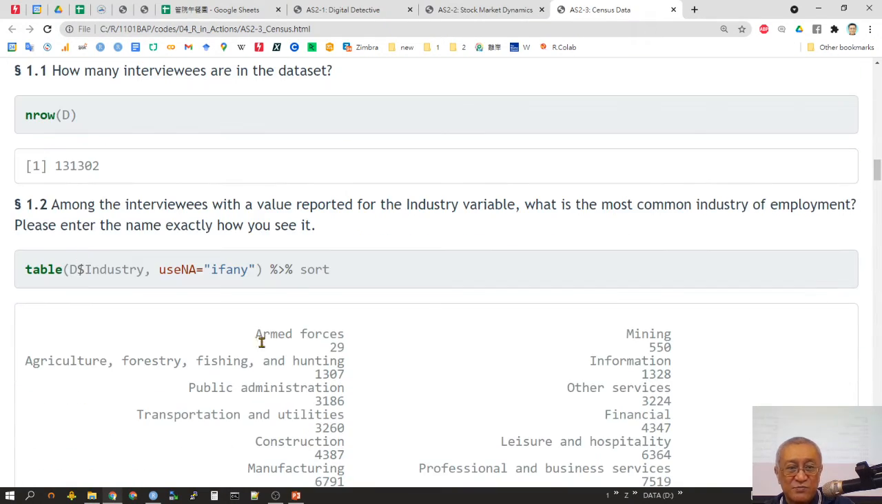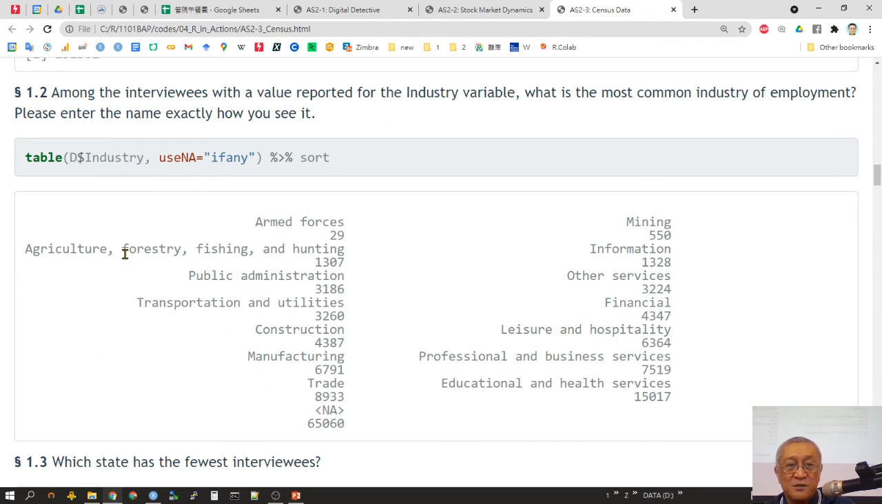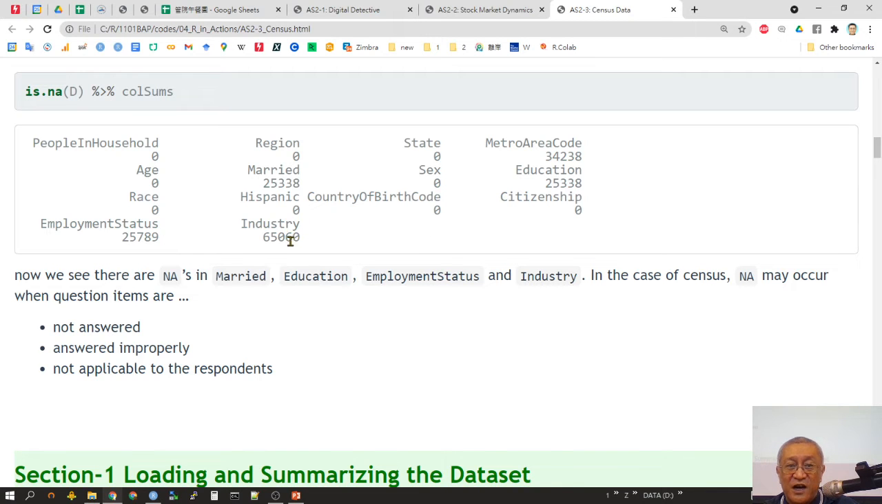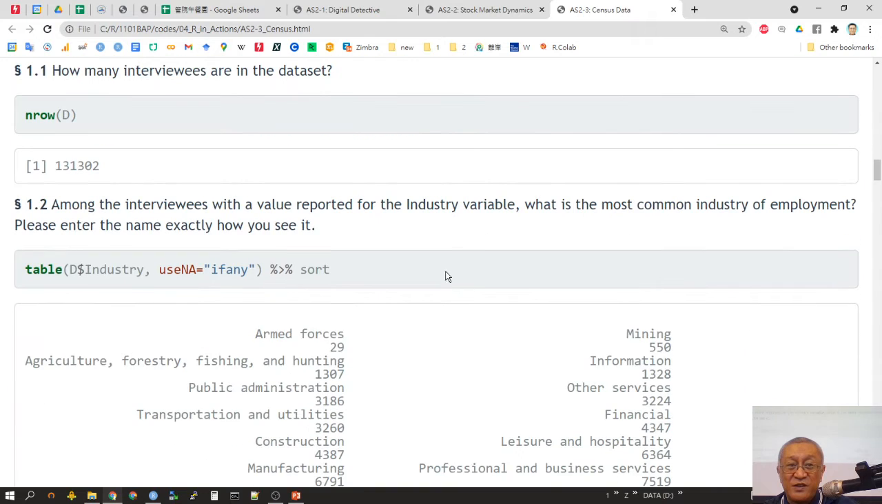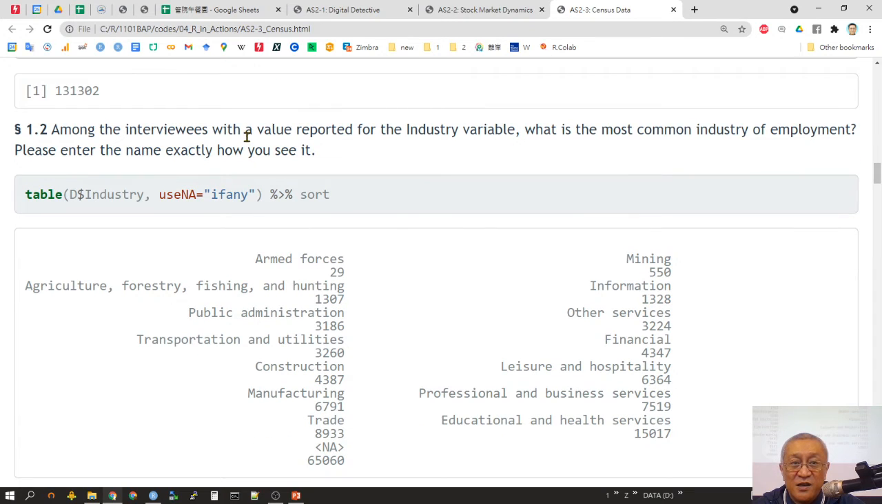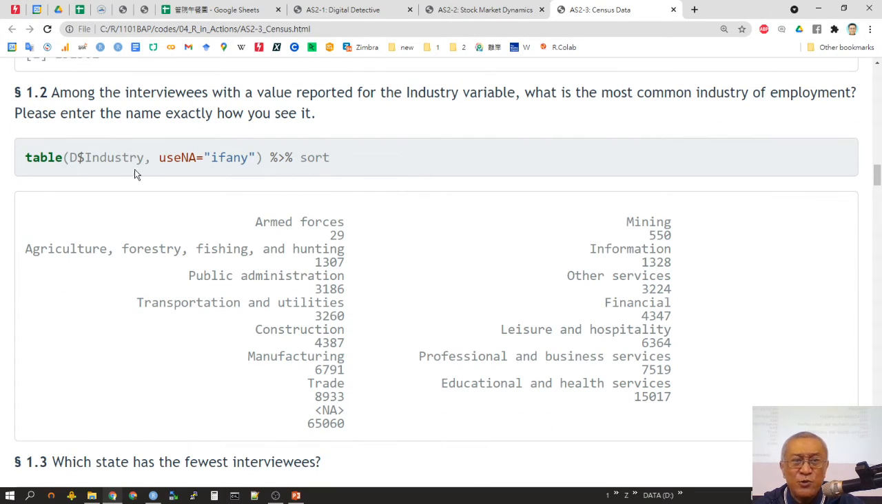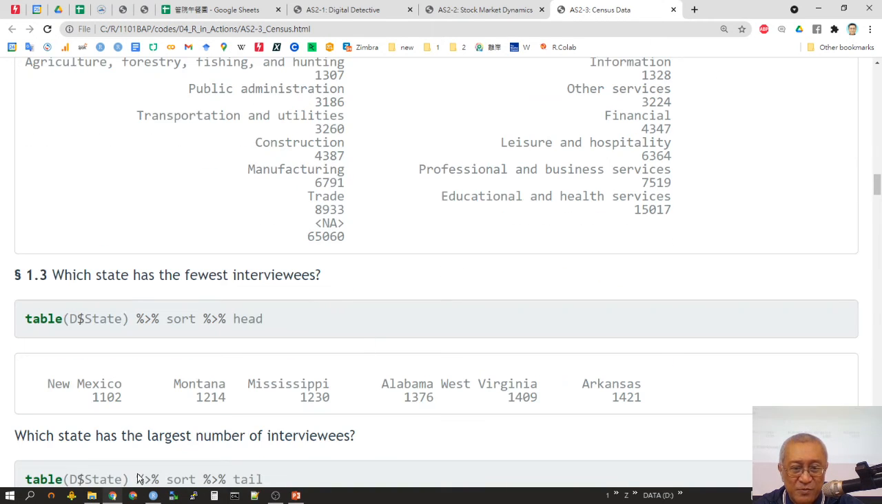Now again, this is a simple question. Now it is asking, because this industry column has a lot of NA, right? So in this question, it is asking what is the most common industry of employment among the interviewees with the value reported in industry, right? So actually, we can simply just do a table, right? Let me do it this way.